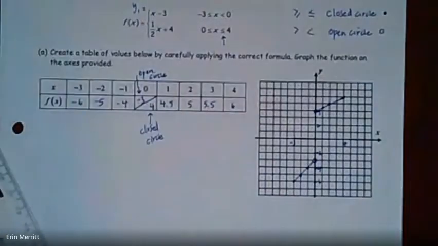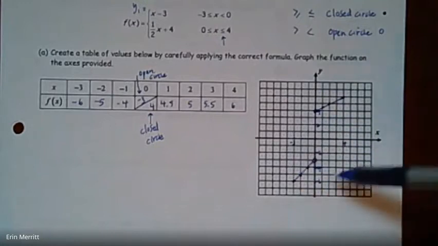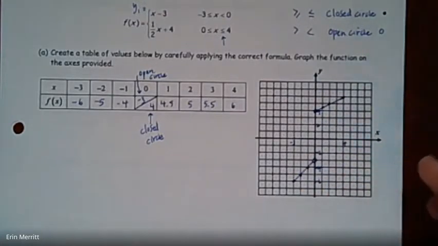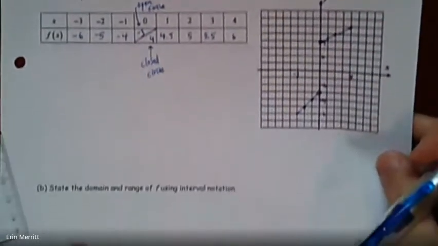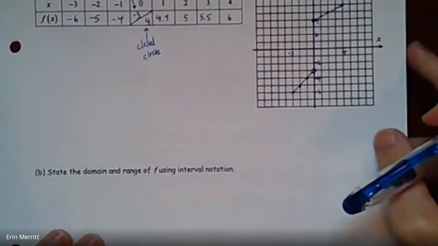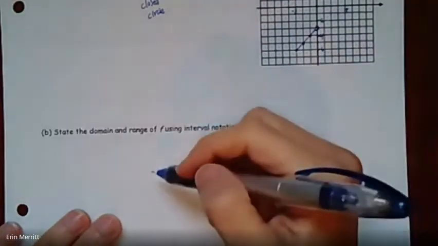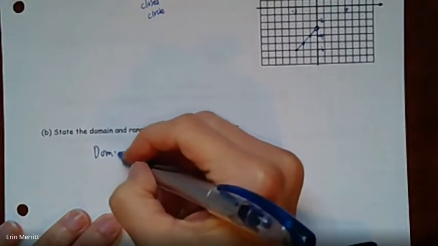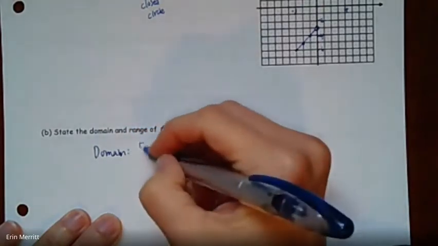All right. So that's what our graph should look like. Then it's going to say down here, state the domain and range based on what you came up with. So state the domain. Remember, domain is from left to right.